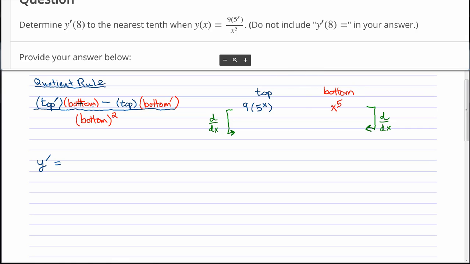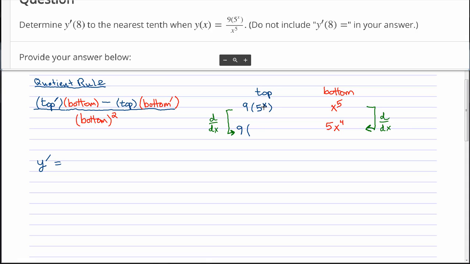Now, the quotient rule requires me to find the derivative of the top and the derivative of the bottom. So that's what I'm going to do here. The derivative of x to the 5th is 5x to the 4th. This is just the way I organize my work when I'm doing the quotient rule. You don't have to organize your work this way, but I think it's a good way. And then now I have to find the derivative of the top function. The constant 9 is a constant multiple, so the constant multiple rule says the 9 can just stay there.